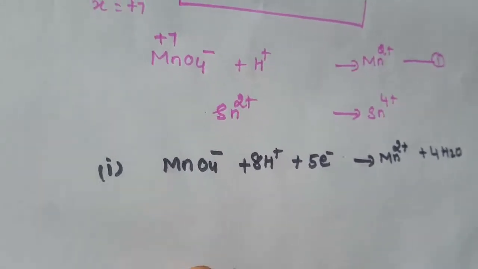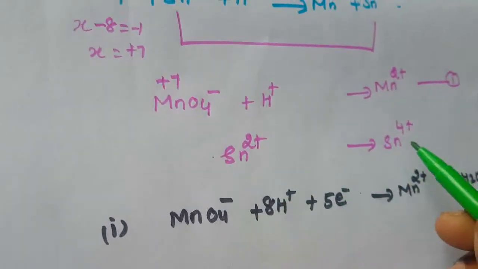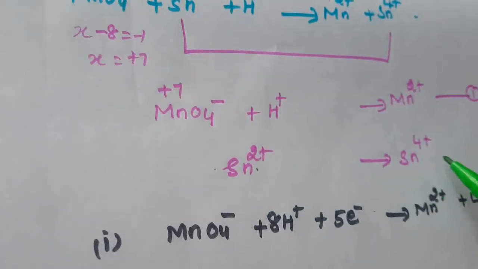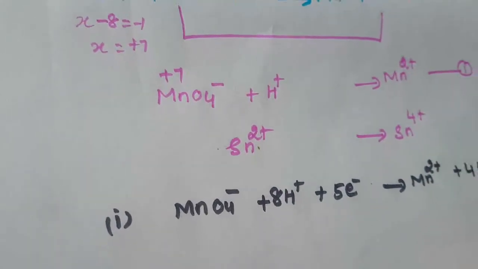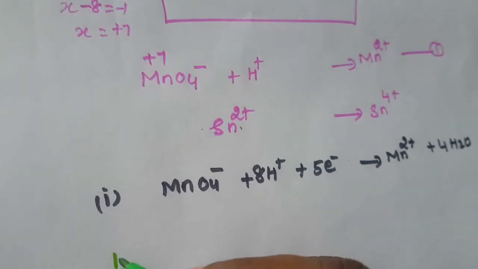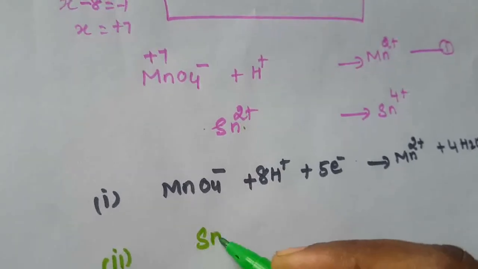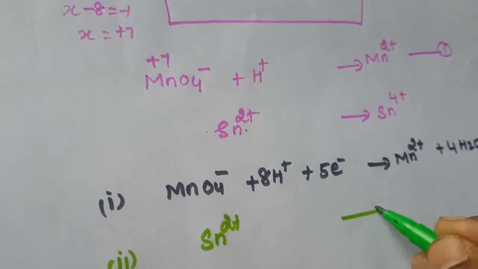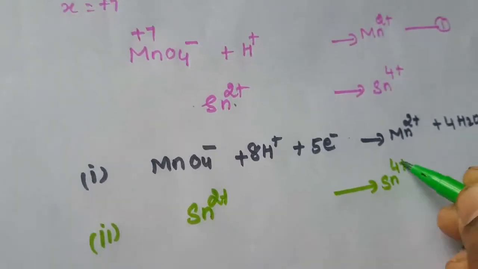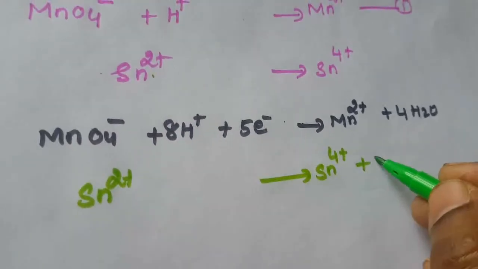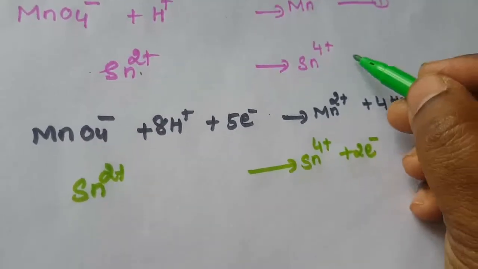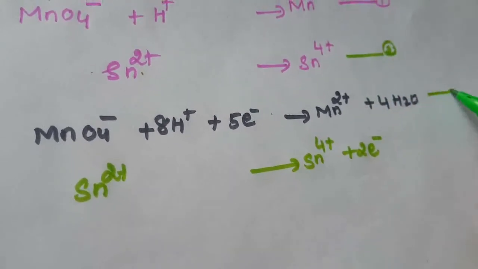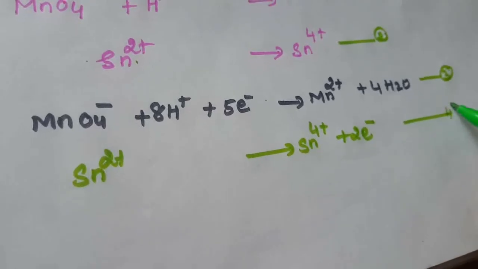Second step, second equation, how many electron will be reduced? Sn2 plus reduced to Sn4 plus. How many electrons? So that is 2 electrons. So second step, Sn2 plus is reduced to Sn4 plus. How many electron? That is 2 electron. This is the second equation. This is third equation. This is fourth equation.